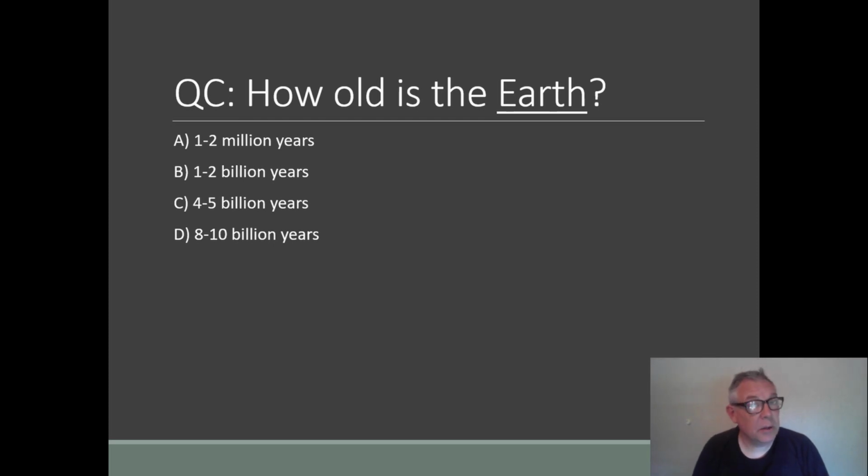So when was our planet built? About 1 to 2 million years ago? About 1 to 2 billion years ago? About 4 to 5 billion years ago? Or about 8 to 10 billion years ago? Well, the answer is 4 to 5 billion years ago, about 4.6 billion years.